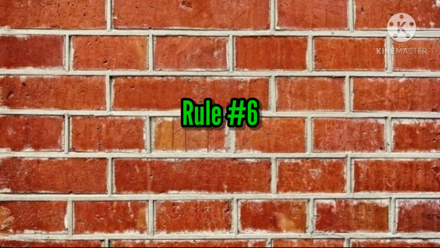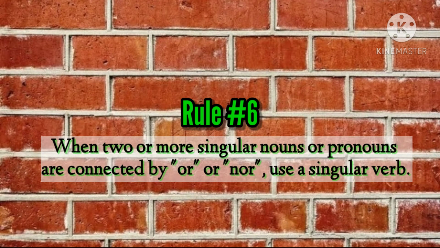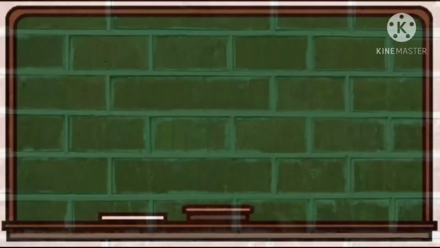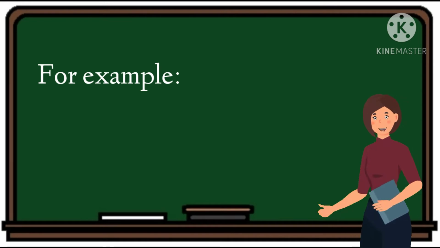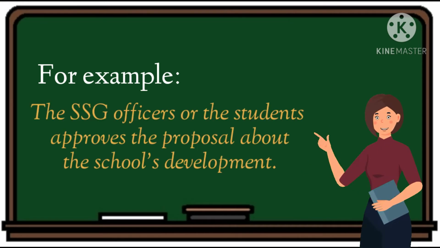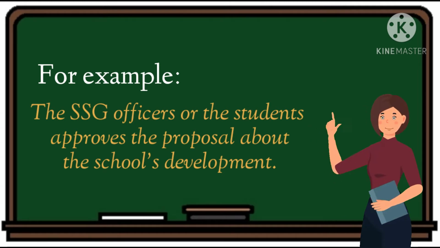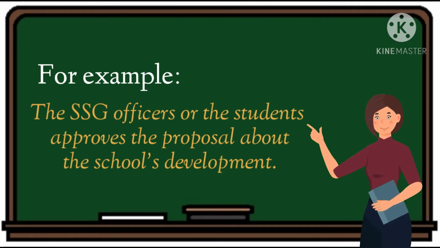Now we're down to rule number 6. When two or more singular nouns or pronouns are connected by or or nor, use a singular verb. Now for the example, the SSG officers or the students approves the proposal about the school's development. So since there are two singular nouns that are connected by or, we have to use a verb that is also singular, and that is approves.